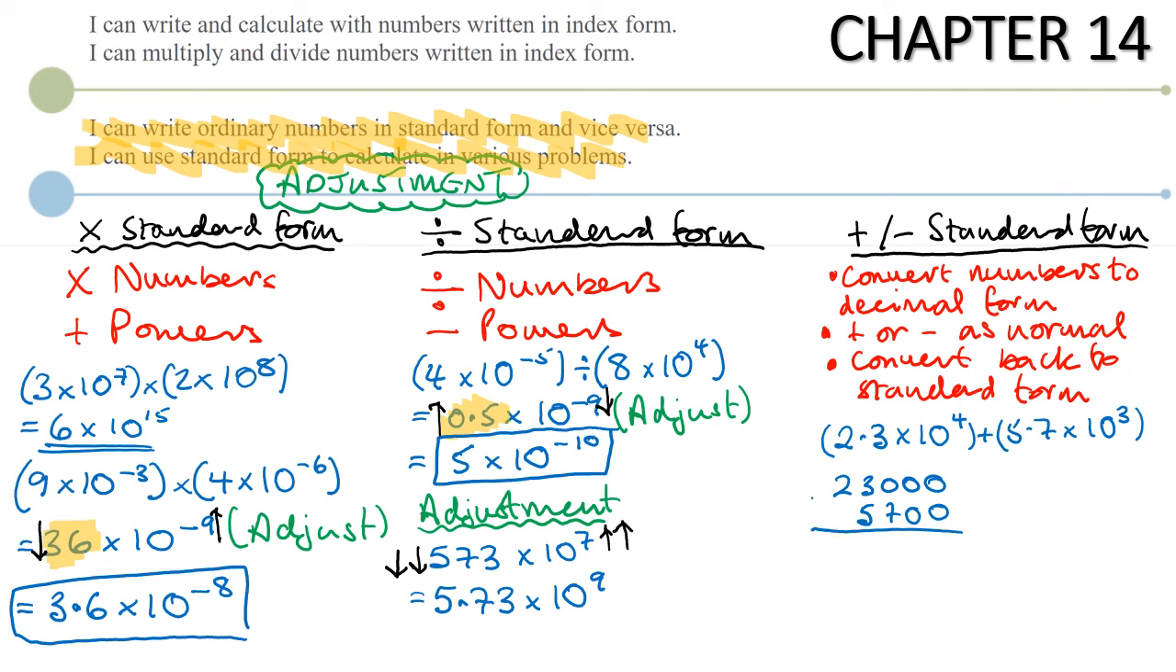And then we just add them like normal numbers, like this. And then I turn this back into standard form. So it's going to be 2.87 times 10 to the power of, how many jumps do we have? 1, 2, 3, 4 jumps to the power 4. So this is how we add and subtract in standard form.